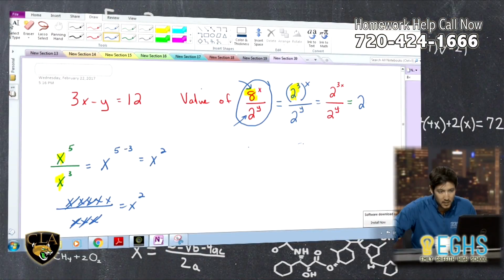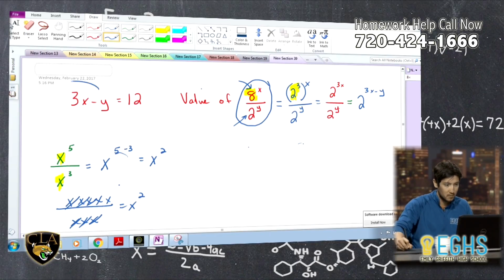Right. And so we were thinking, okay, maybe we could rewrite this if we had the same base. And if we didn't have the same base, a lot of students make the mistake of, oh, 8 divided by 2 is 4. But you can't do that. You've got to have the same base. So we end up with 2 to the power of 3x minus y.